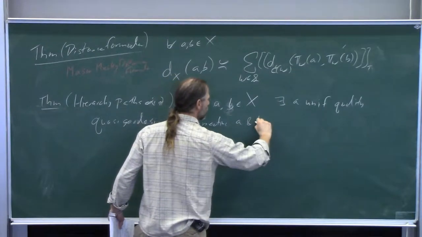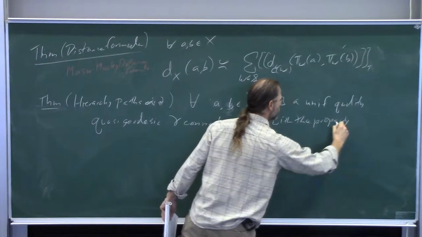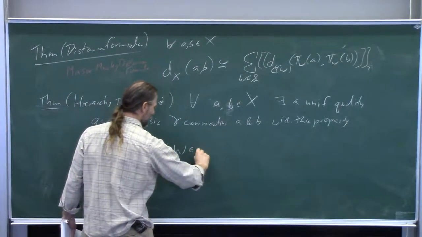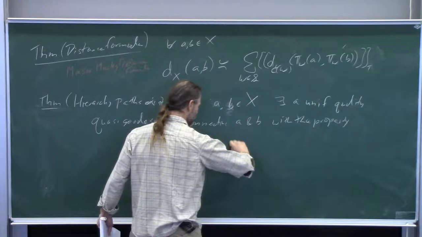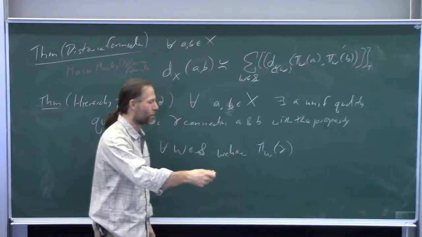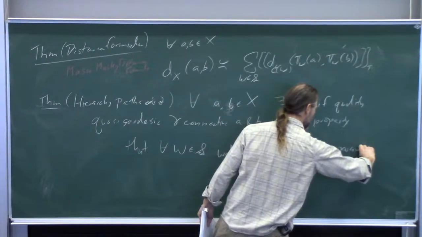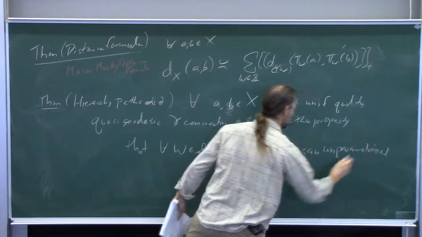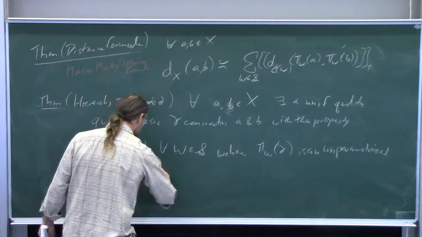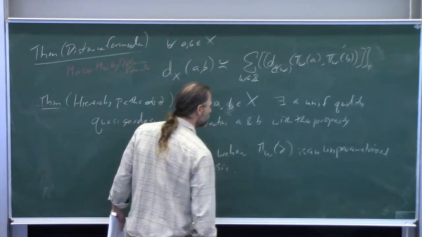with the property that for each element of the index set, we have that the projection to W of gamma is an unparameterized quasi-geodesic. Because it may slow down for a long time and then proceed, but as a subset, it's an unparameterized quasi-geodesic. It can be reparameterized.